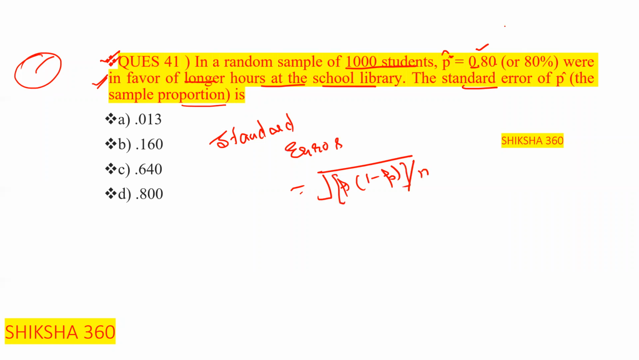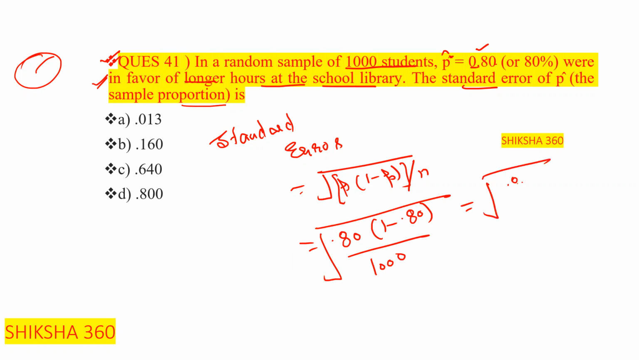So what is the value of P here? That is 0.80, into 1 minus 0.80, upon N, which is equal to 1000. Take the square root of that. So we have 0.80 into 0.20 upon 1000. When we solve this on the calculator, we get 0.012649.